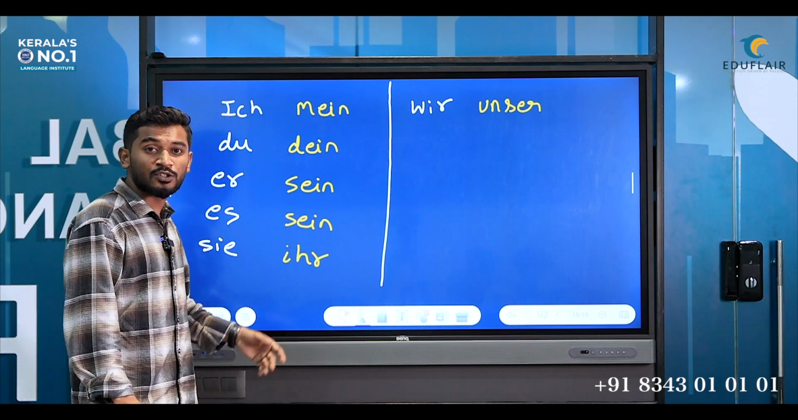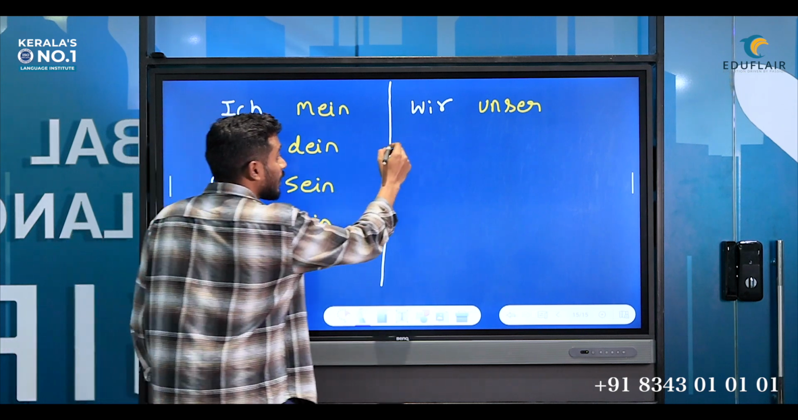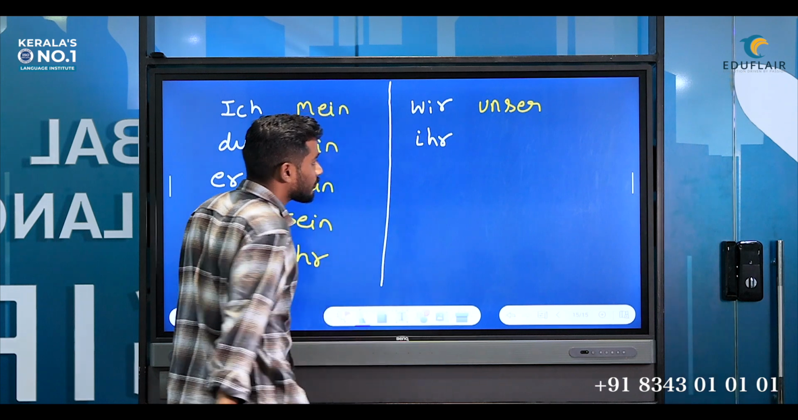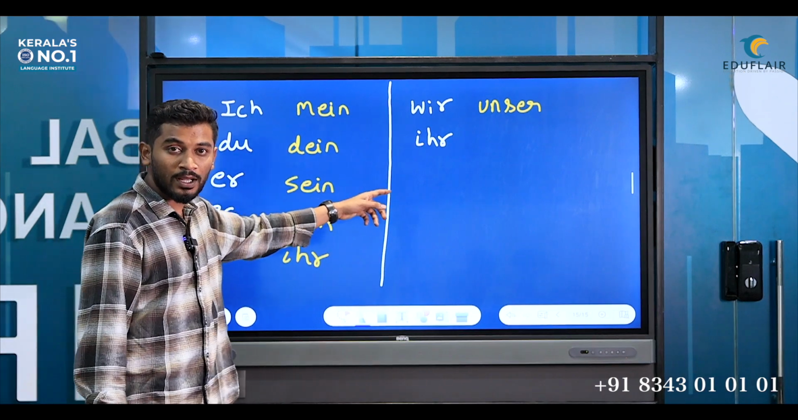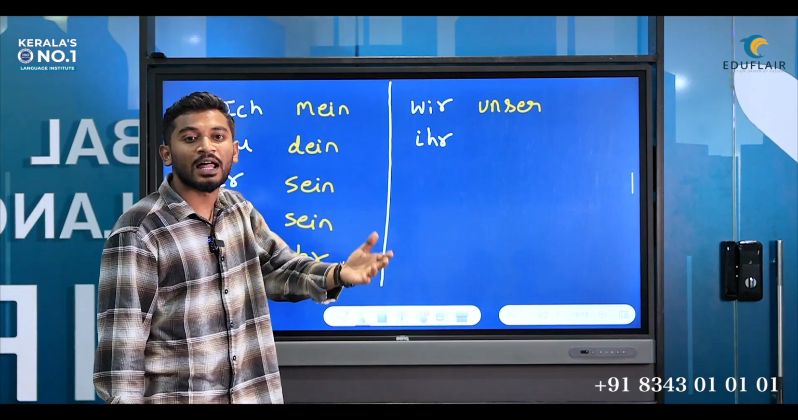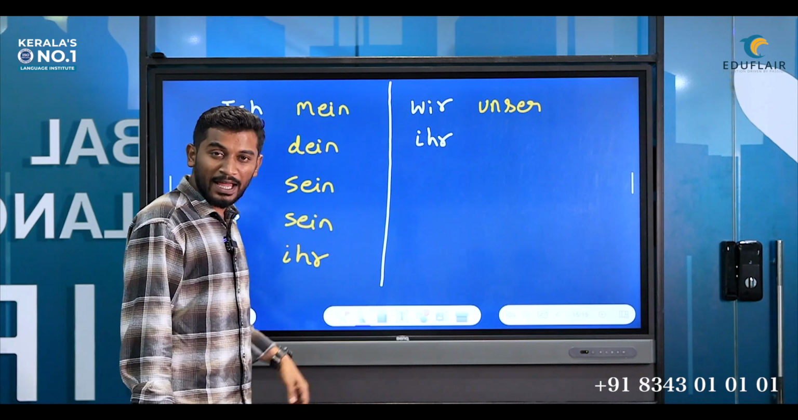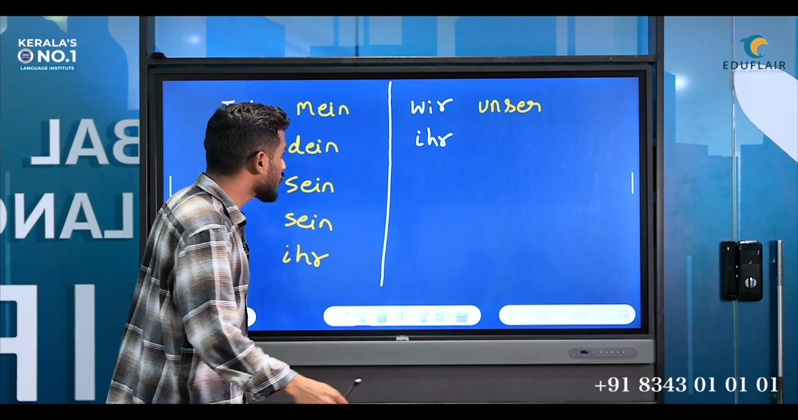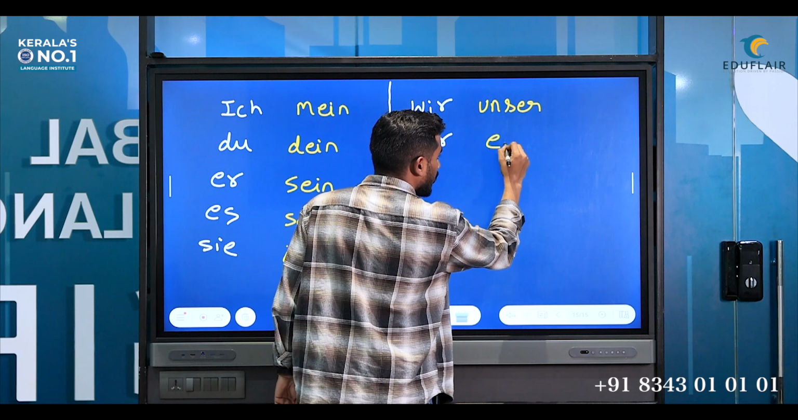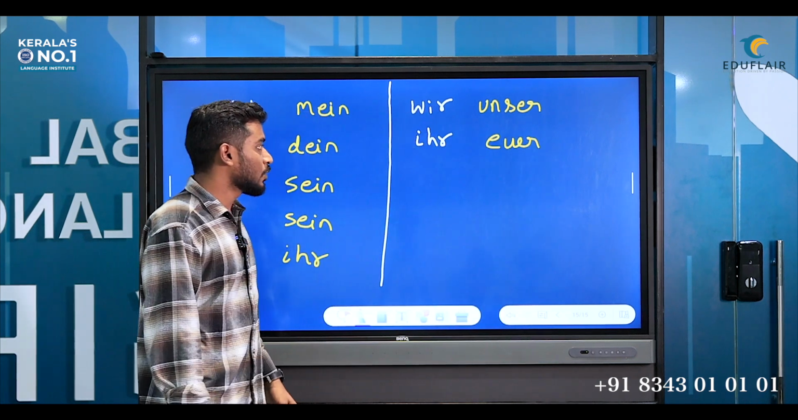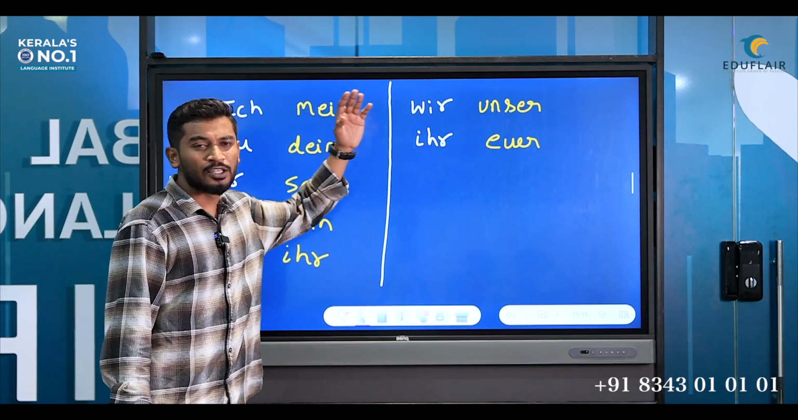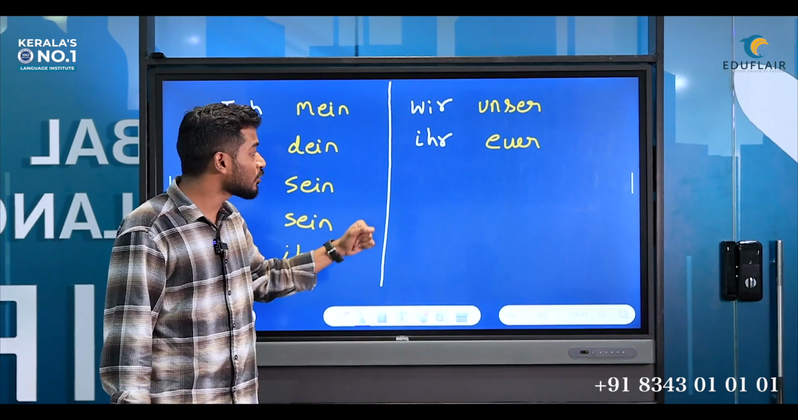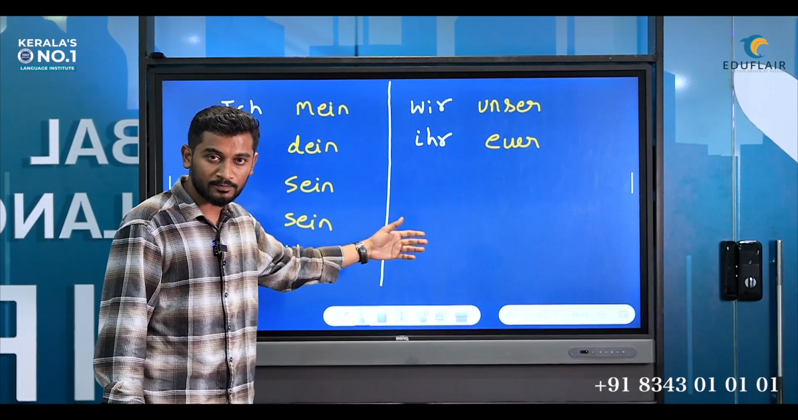Okay, now the next one is ihr. This is used for informal plural. So for that the possessive article that we use in German is euer. Okay, you all, your. Once again, this is for informal plural.